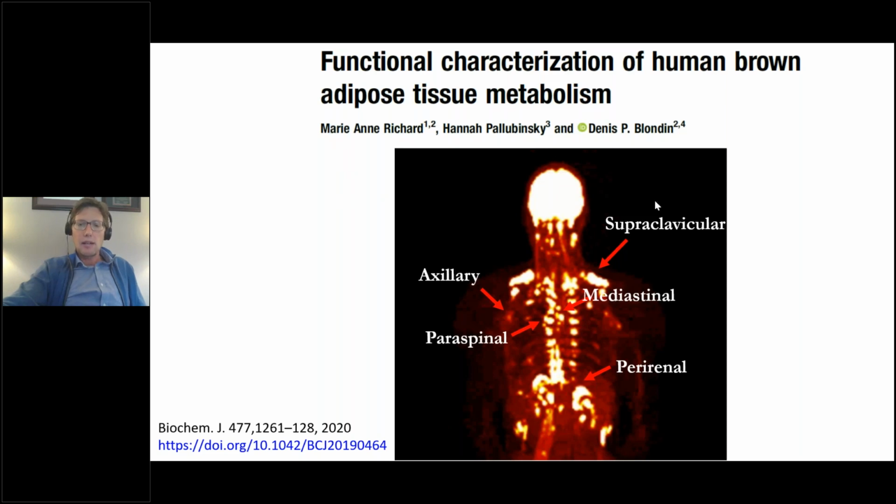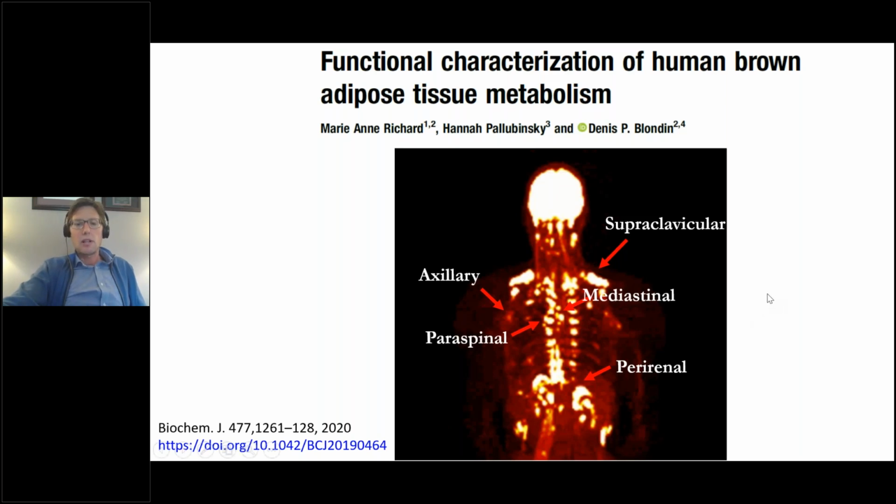And here, showing in this diagram, we can see that the brown fat is activated in response to cold in humans, and this can be picked up using different tracers, in this case FDG, and that these depots can be activated much like rodent depots. So indeed, humans do have brown fat.